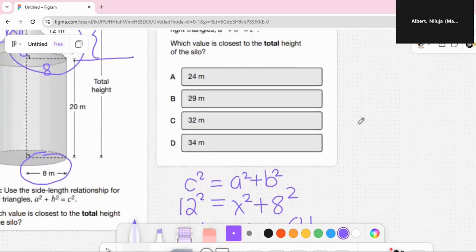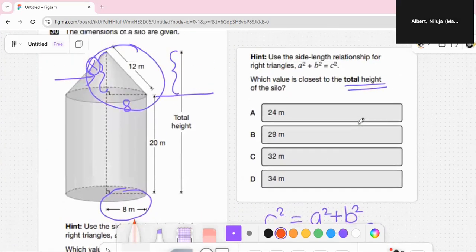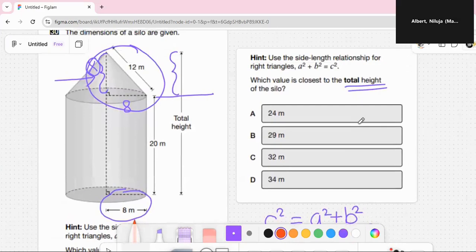Now you'll notice that the answers do not have an 8.9 because we're looking for the total height. So that means I have to take this height of 20 meters and add a height of 8.9, or we can round that up to 9 meters. And that will give me my answer of approximately 29 meters.